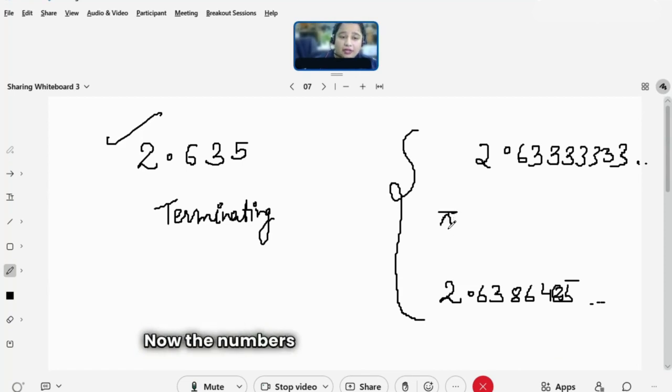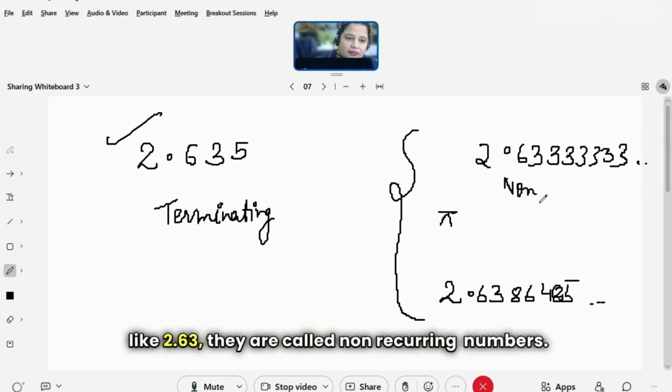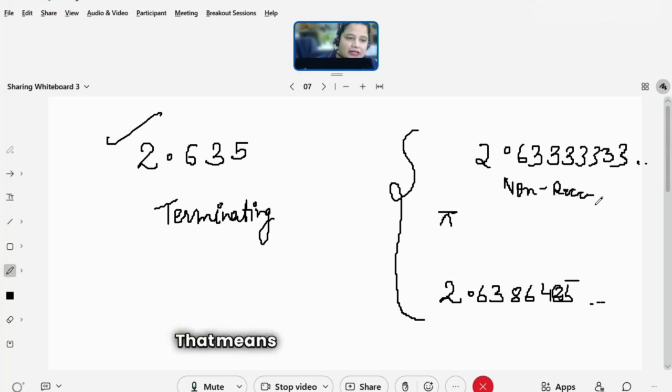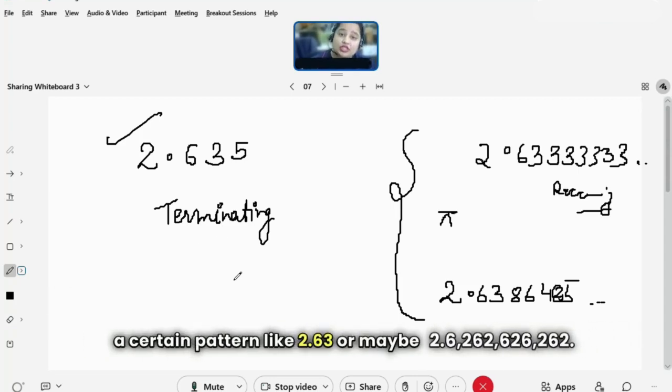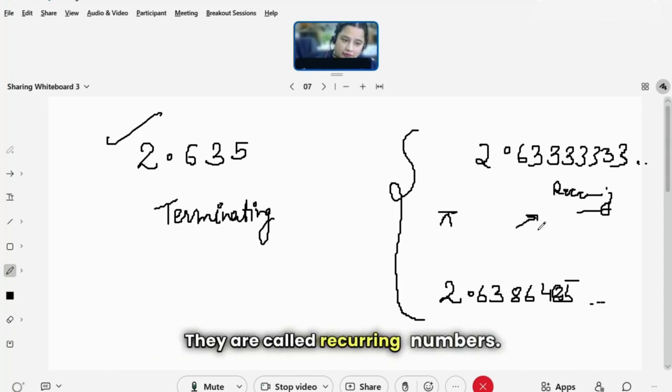Now the numbers which have a fixed pattern, like 2.633333333333, are called recurring numbers. That means they repeat the pattern. So in this case they will be called recurring numbers because they have a certain pattern, like 2.63333 or maybe 2.6262626262. They are called recurring numbers.